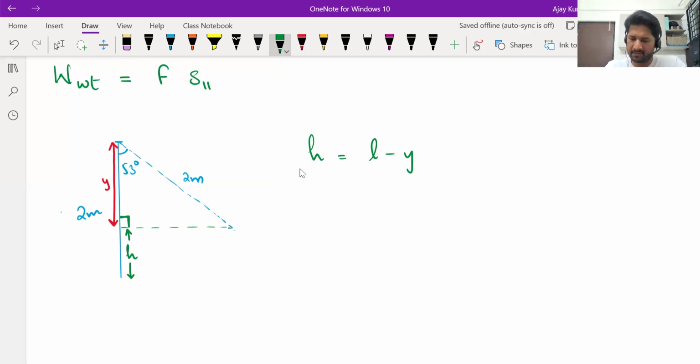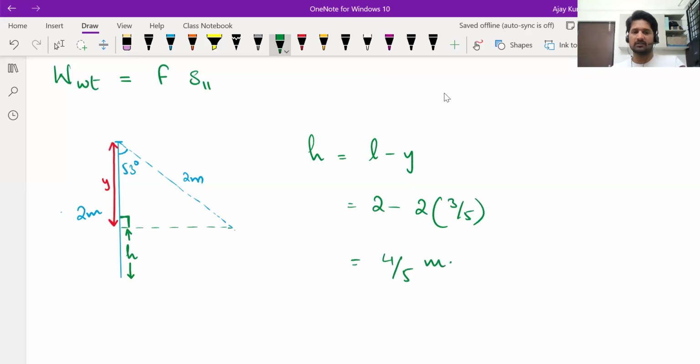Now y can be calculated by using that right angle triangle, 2 cos 53. And L is 2 meters. So h becomes 2 minus 2 cos 53. Cos 53 is 3 by 5. So 2 minus 6 by 5, that is 10 minus 6 by 5, 4 by 5 meters is the height by which it rises.